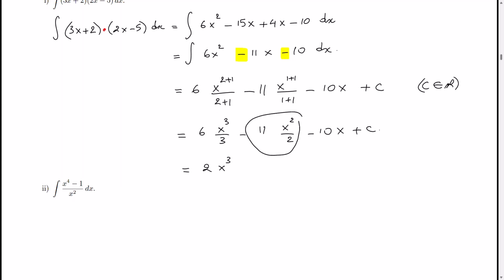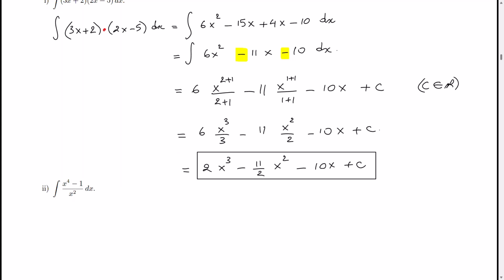Then I have 11x squared over 2. Well, I can just write down 11 over 2, then x squared next to it. That way the number is separate from the variable. And that's not required. You can instead write 11x squared all divided by 2 like this instead. It's fine. It's also correct. It's up to you. Choose whichever one you prefer, and the 10x and the c to complete the answer, and that's basically it.